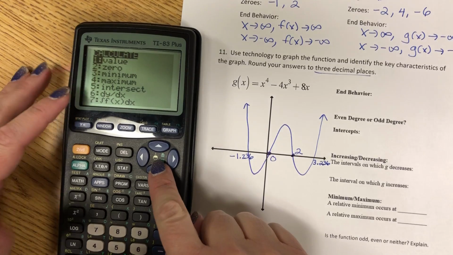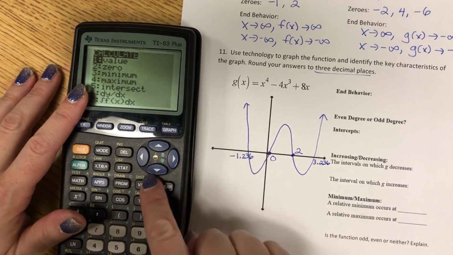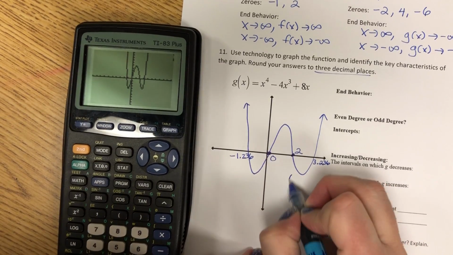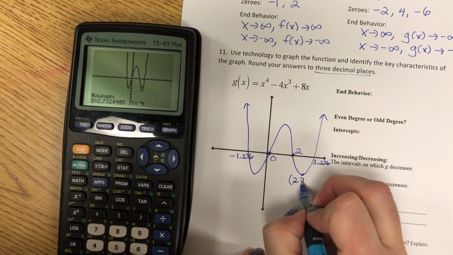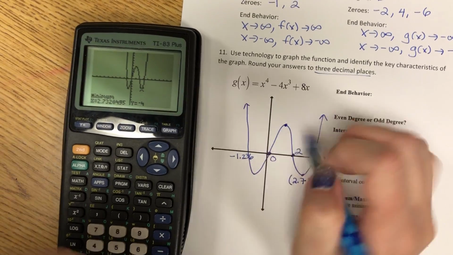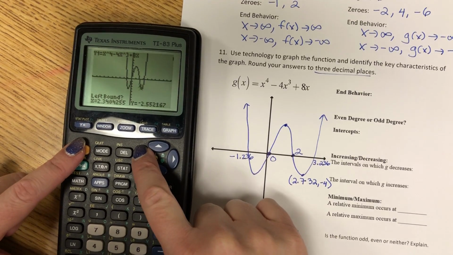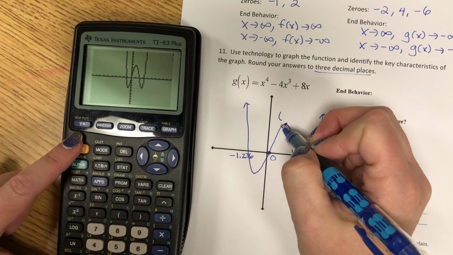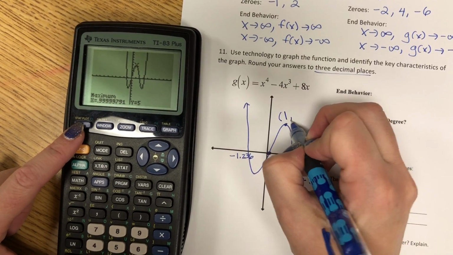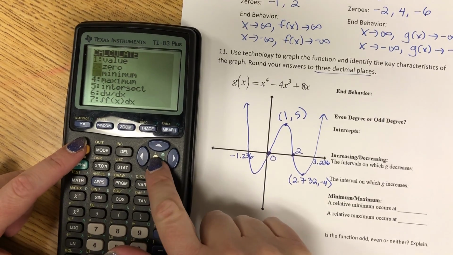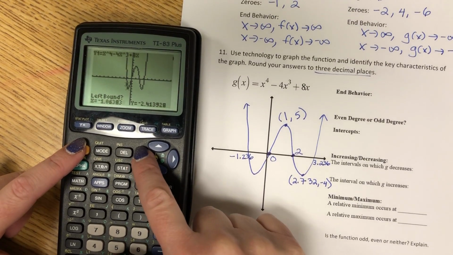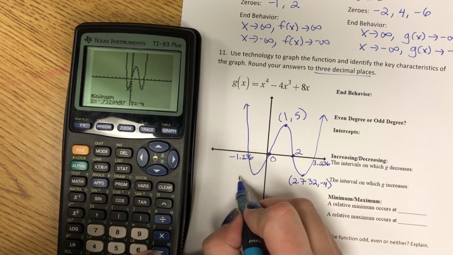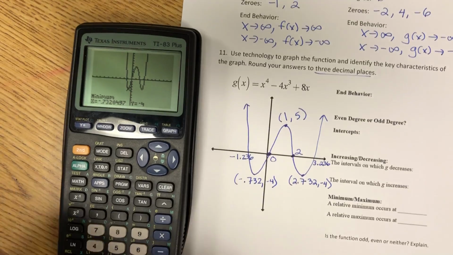Okay, so now I need my minimum and maximum. So second trace, let's do minimum first, because I'll go right to left. So I'll find this minimum. Left bound, enter, right bound, enter, guess, enter. And this point is 2.732, negative 4. And I'll do the next maximum. So that's choice 4. Left bound, right bound, guess. Oh, 0.99999, that's 1. You should round that appropriately. So I have one more minimum to do. All right, left bound, right bound, guess. Negative 0.732, negative 4. All right, I'm done with you, calculator.